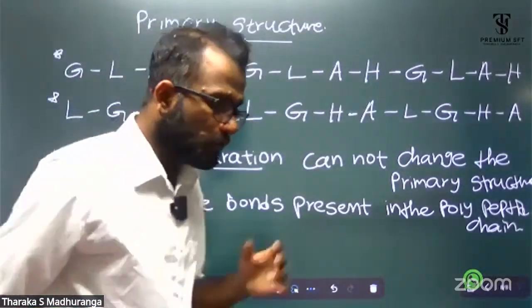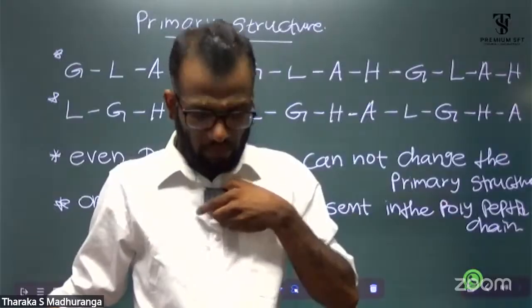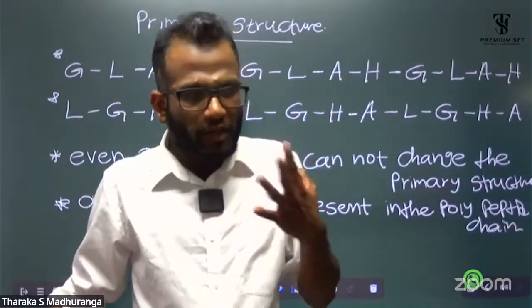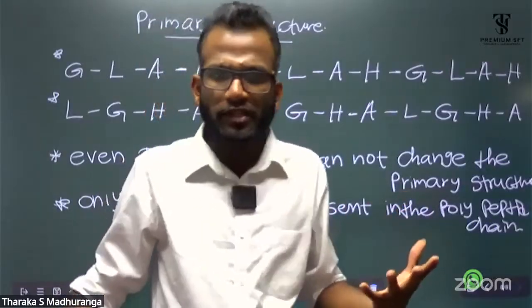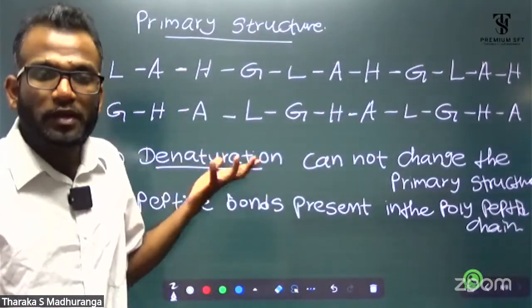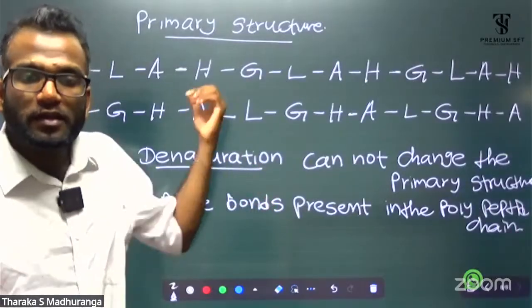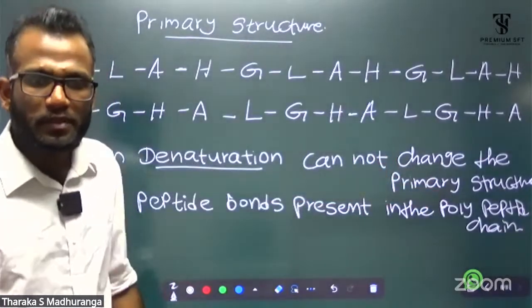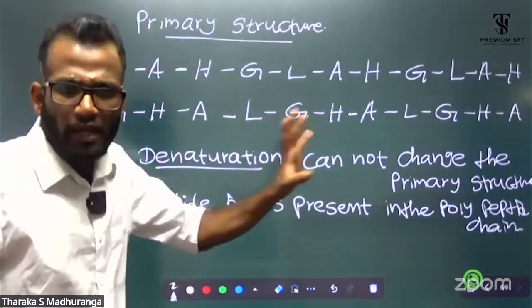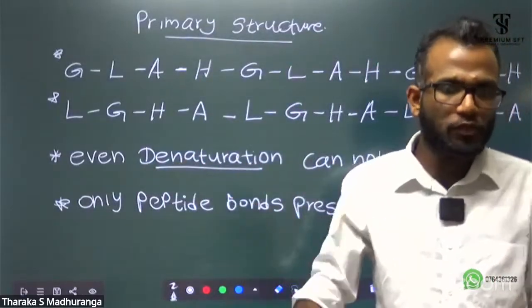What is the meaning of primary structure? In the polypeptide chain, amino acid sequence. Even in any condition, even denaturation, which is the maximum adverse condition that can take place for proteins, this primary structure cannot be damaged. For any reason, the primary structure cannot be changed. We can't change the sequence.